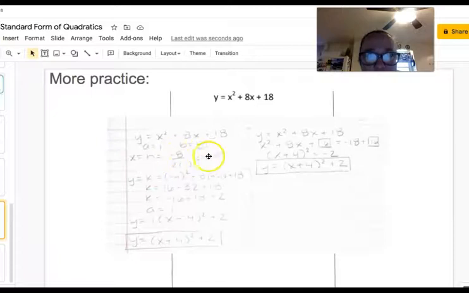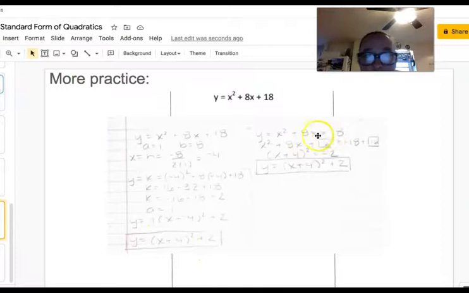The second one, here's the negative b over 2a method. You plug into negative b over 2a, then you get x or h is equal to negative 4. You plug it back in, and you get that y or k is 2. We know a is 1. So then we just plug into the vertex formula, and there it is.